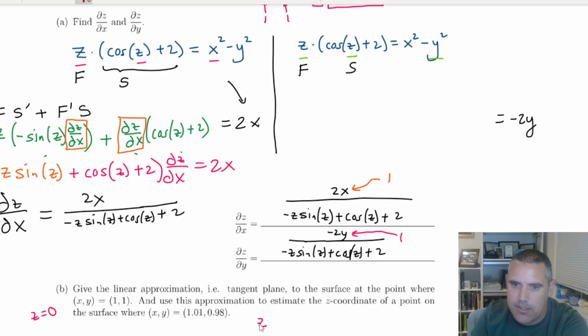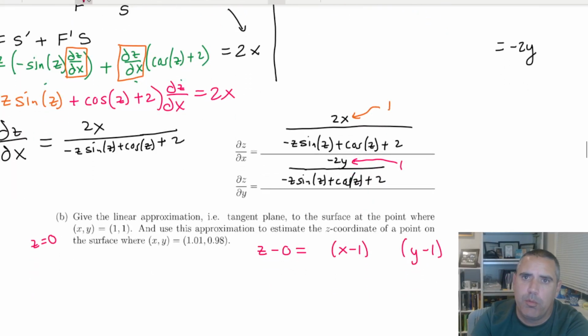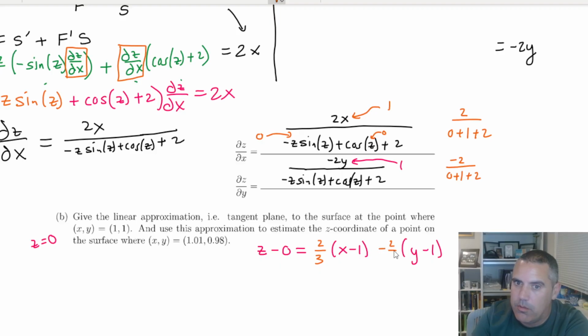I'm trying to find the tangent plane. So z minus 0 equals something times x minus 1, plus something times y minus 1. And now I'm going to plug in 0 for z, not 1. So 0 here, that's going to make that 0. 0 here, that's going to make that 1. So I am getting 2 over 0 plus 1 plus 2. I don't know if that was what the question was about, but that's positive 2/3. When I plug in a 1 here and a 0 in the bottom, I'm getting -2 over 0 plus 1 plus 2. So I'm getting -2/3.